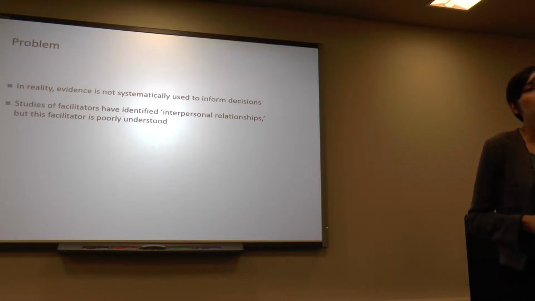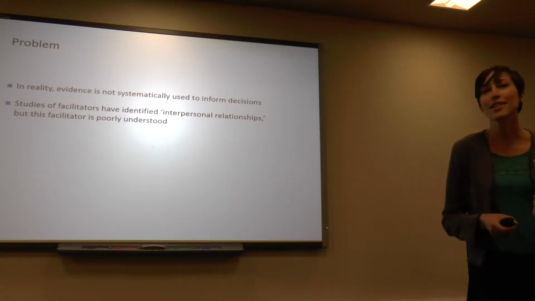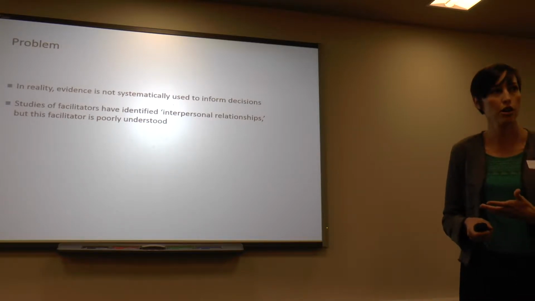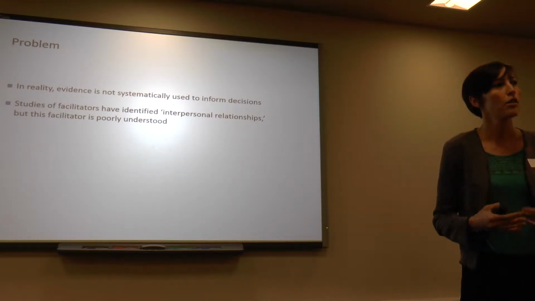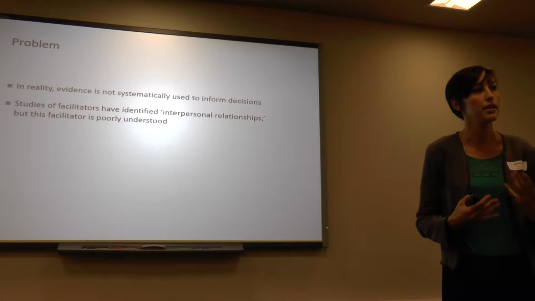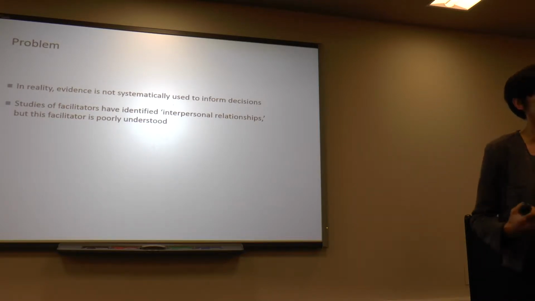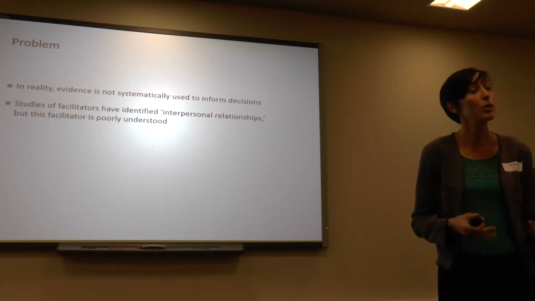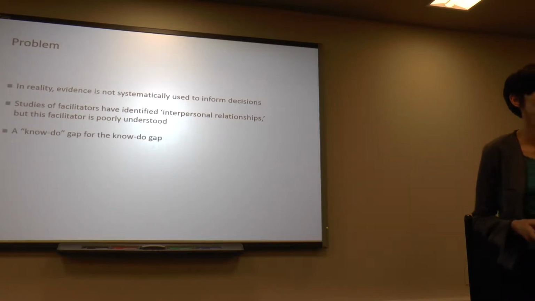But the other problem, I would argue, is that we do know something about what does work in increasing the use of evidence by policymakers, and that's actually the existence of interpersonal relationships between policymakers and researchers. So we know that that's something that works, and we've started to embed that into interventions for knowledge translation and for evidence-informed policy to some degree, but not entirely, and we don't really understand the mechanisms underlying that finding. So what is it about relationships that matter, and how can we tap into that? So I would argue that we actually have a know-do gap for our know-do gap.